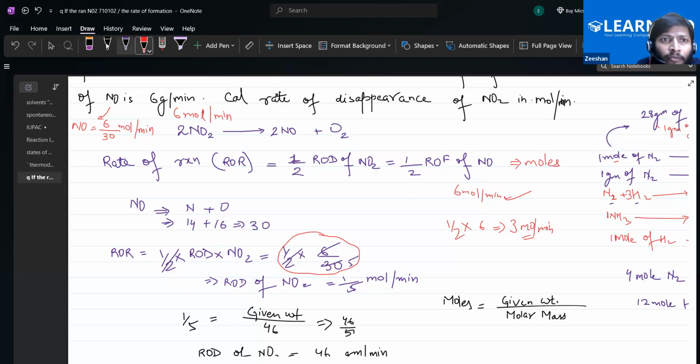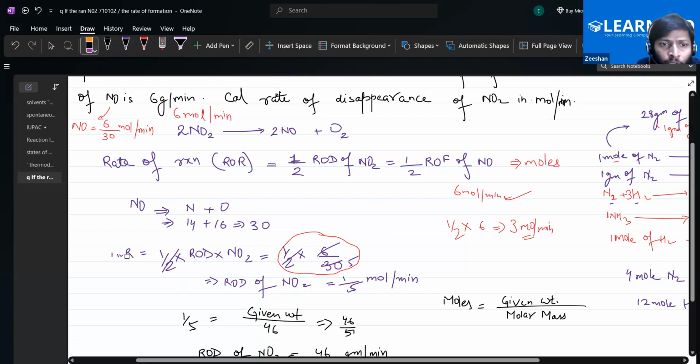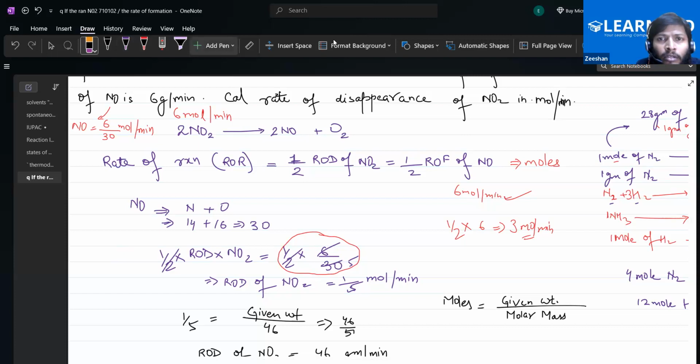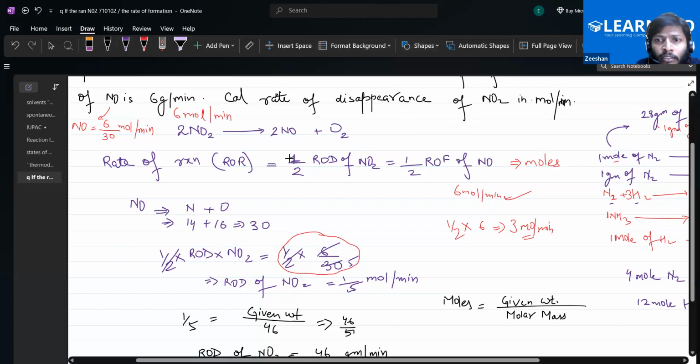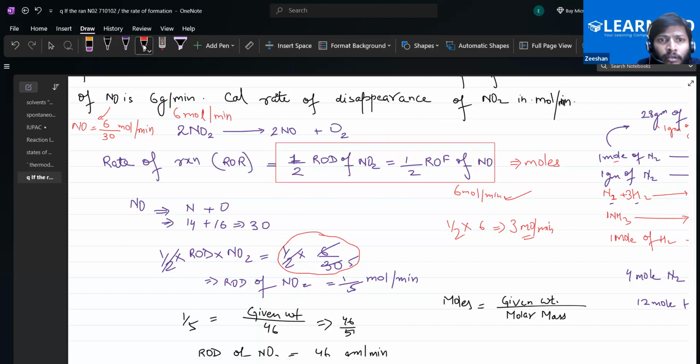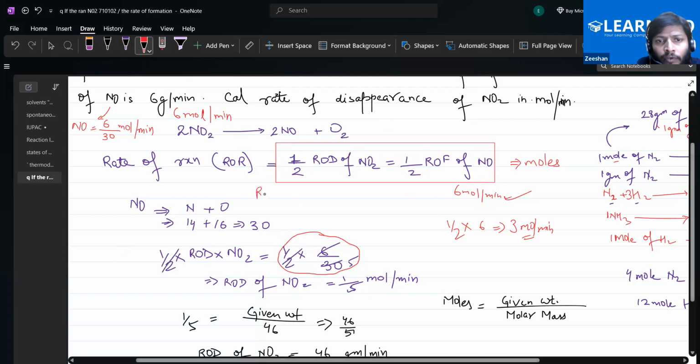You don't have to write this one. You have to write this much only. That is it. Okay. For rate of reaction, you will get this rate of reaction 1 by 2 rate of formation.